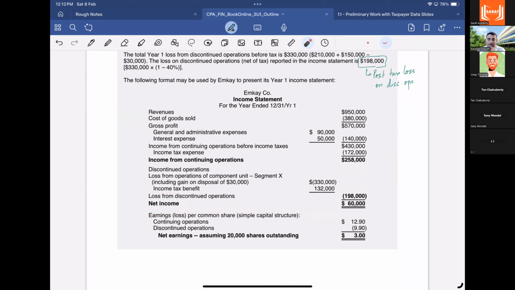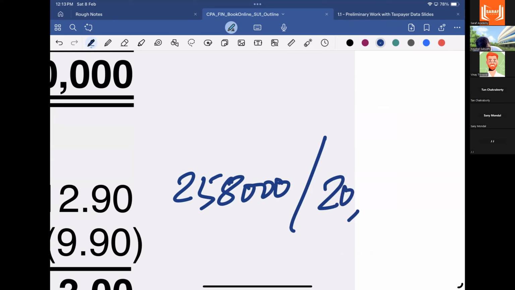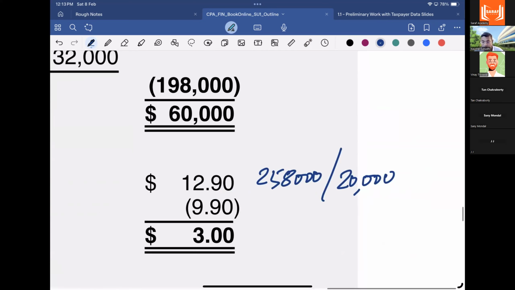$60,000, right? If you have 20,000 shares outstanding, which is what we have been asked to assume, then you just divide by 20,000. You divide the income from continuing operations. I have a calculator, so if you take 258 divided by 20,000, you are getting around 12.9. So if you take this $258,000 divided by 20,000, you shall get 12.9.